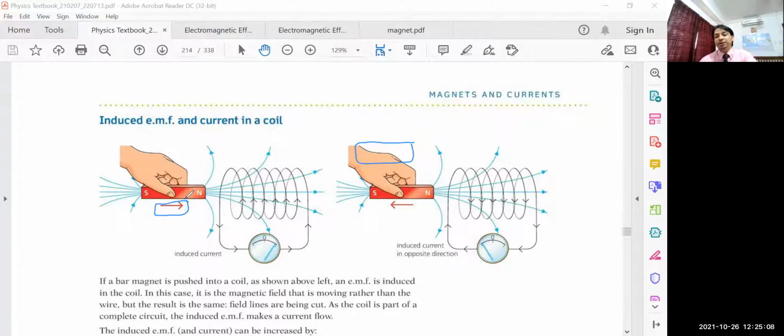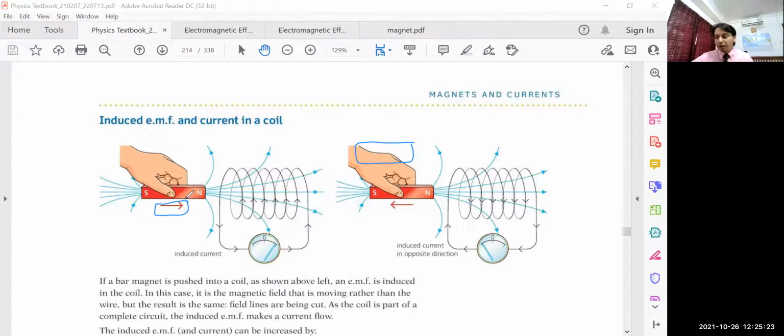Magnet is in motion. Magnetic flux lines keep changing and changing. They are cutting in the coil. They are passing through the coil. And current is there in the coil. You can see that the current is there in a coil.